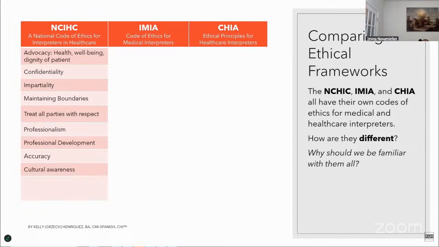And then we have professionalism, which isn't so much, a lot of people like to think about this as, you wear your fancy 3-piece suit. Not so much. It's more along the lines of acting with integrity, behaving in a manner that is befitting of our profession. Professional development is all about expanding your knowledge and your skill set, constantly seeking to improve yourself as a medical interpreter. Accuracy, I like to think that one's self-explanatory. We're going to interpret everything accurately and completely. And then we have cultural awareness, which is having cultural knowledge, expanding your cultural knowledge, being aware of cultural differences and their implications. So that's the long and short of the NCIHC Code of Ethics.